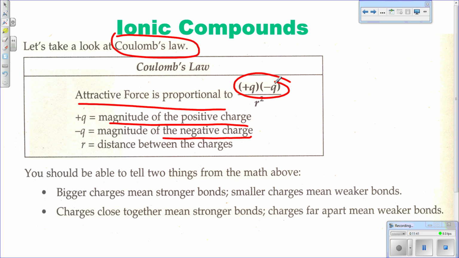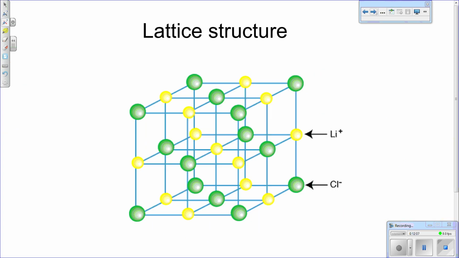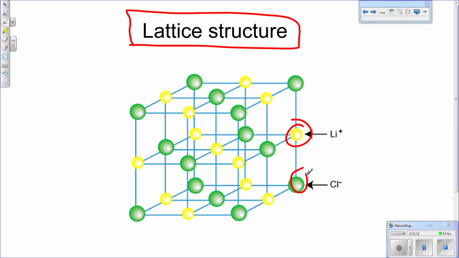Two things, and if you notice, radius is on the bottom. First thing is, bigger charges mean stronger bonds. The bigger the charge overall, the stronger the bond. Smaller charges mean weaker bonds. Charges close together mean stronger bonds. So the radius kicks in because the closer you bring magnets, the more attractive the forces are. Same thing works with ionic compounds because they're like little magnets. This is all based on the idea that ionic compounds form lattices. This is a lattice structure. Basically, the ions form lattices and they're attracted to each other.